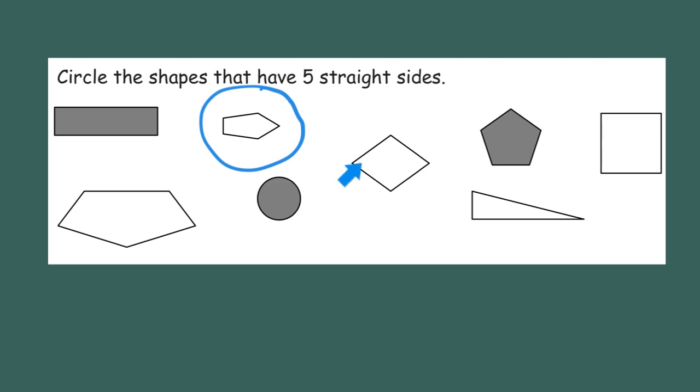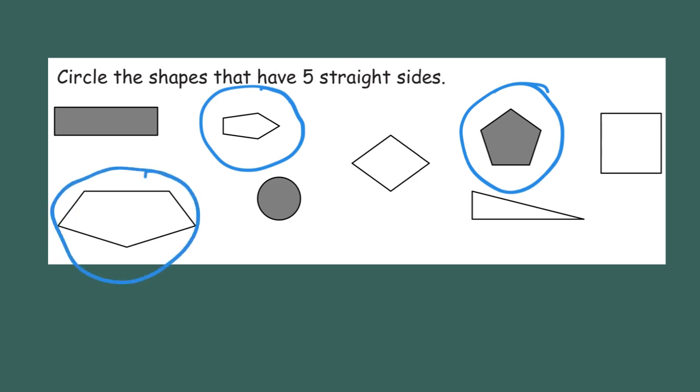Our next shape, 1, 2, 3, 4. That one only has 4 sides. 1, 2, 3, 4, 5. That one has 5 straight sides. Our next one, 1, 2, 3, 4. That one only has 4 sides. 1, 2, 3, 4, 5. That one has 5 straight sides.